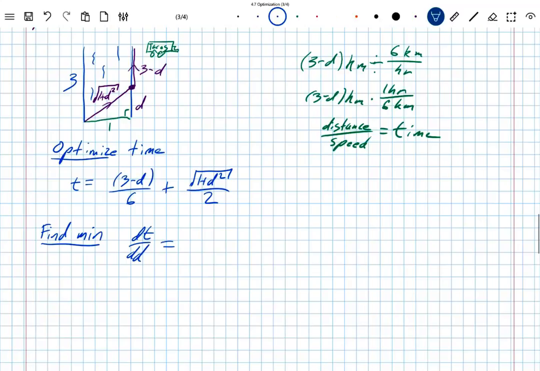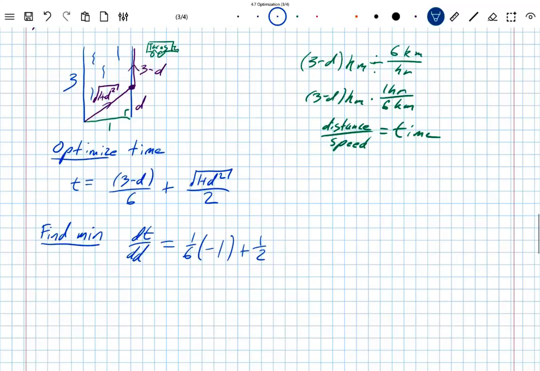That divided by 6 is really a 1/6. That can stay on the outside. The derivative of 3 minus d is just -1. How nice is that? Plus, that divided by 2 is just a 1/2. That can hang out up front. And now I need the derivative of this square root.